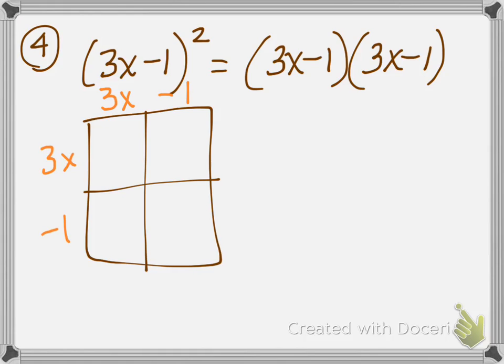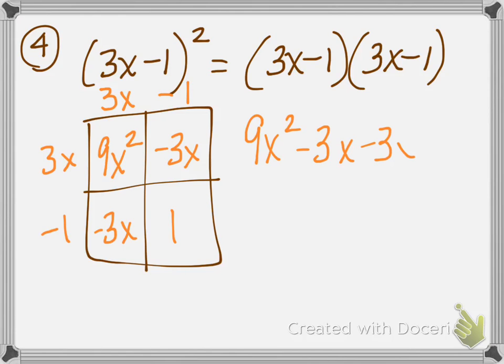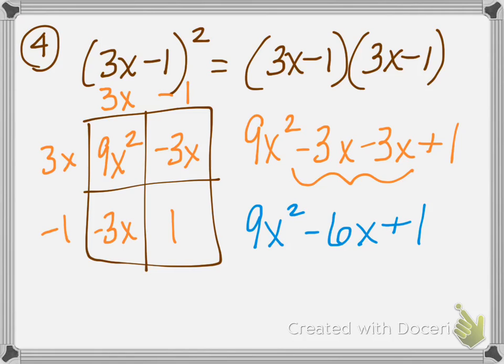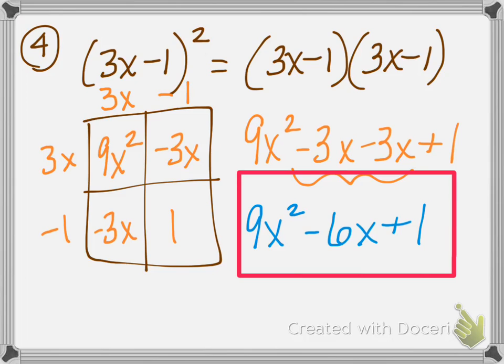So here, when I go to fill in, 3x times 3x is 9x squared. 3x times negative 1 is negative 3x. 3x times negative 1 is negative 3x. Negative 1 times negative 1 is a positive 1. I write out my four-term polynomial. I have 9x squared minus 3x minus 3x plus 1. Combine my middle terms, and my answer is 9x squared minus 6x plus 1. Number 4.